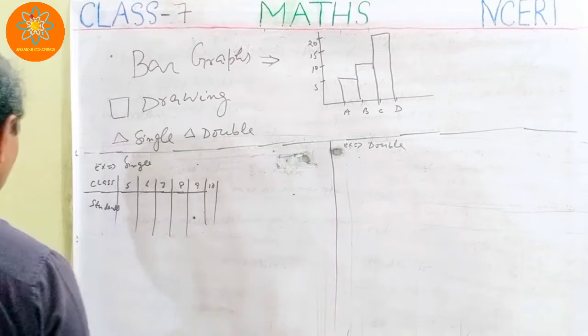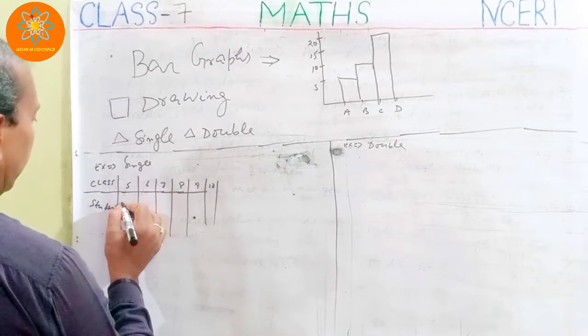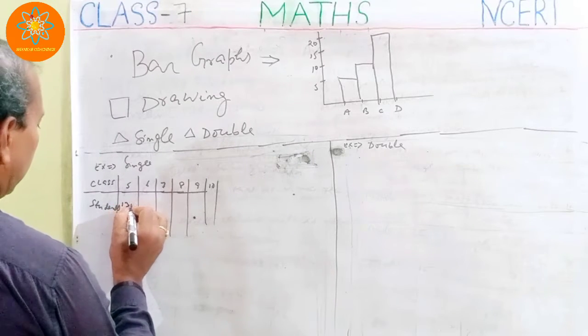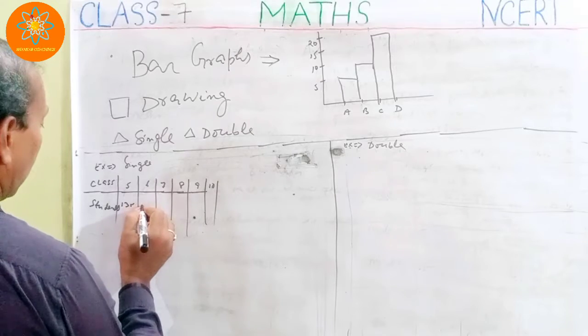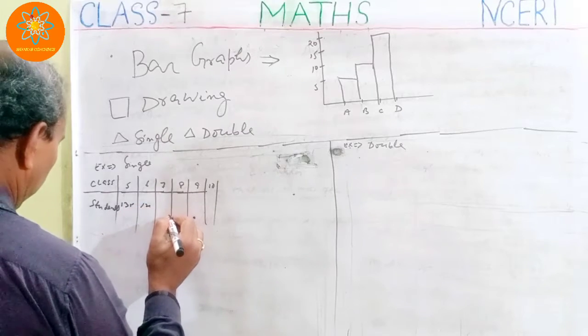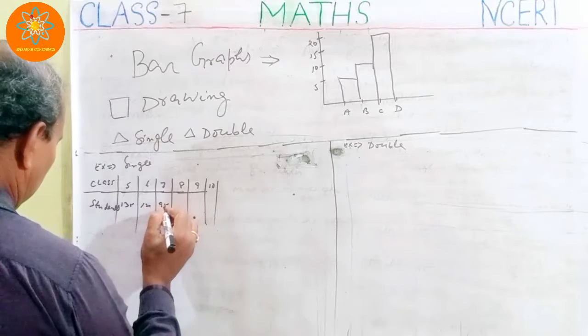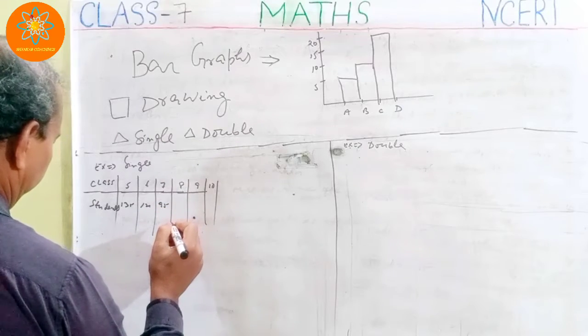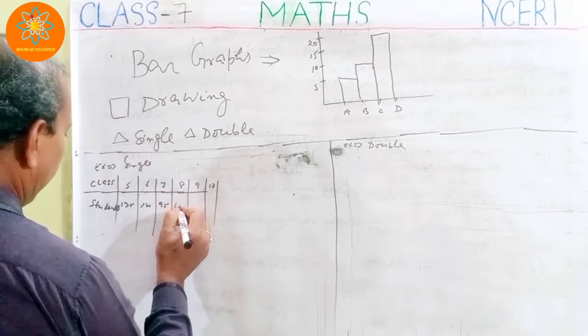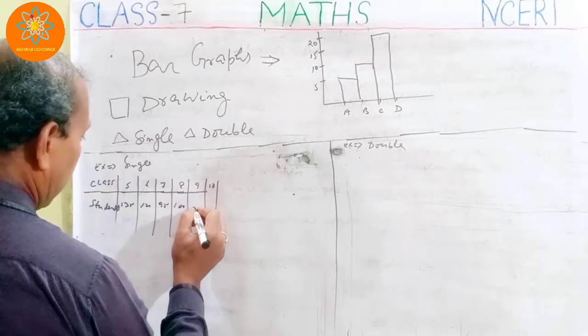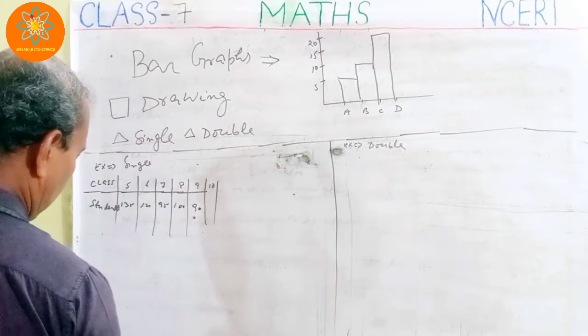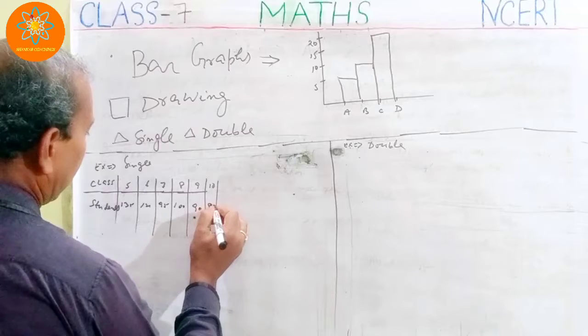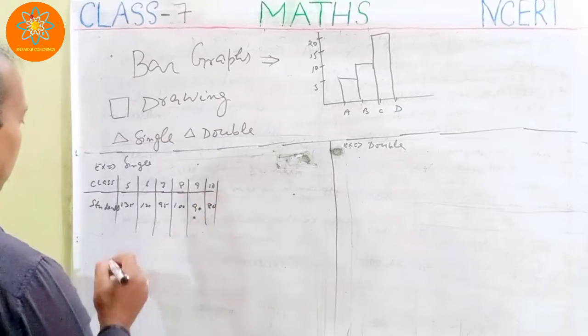So students here are 135, 120, 95, then 100, 90, and lastly I have the 80. Okay.